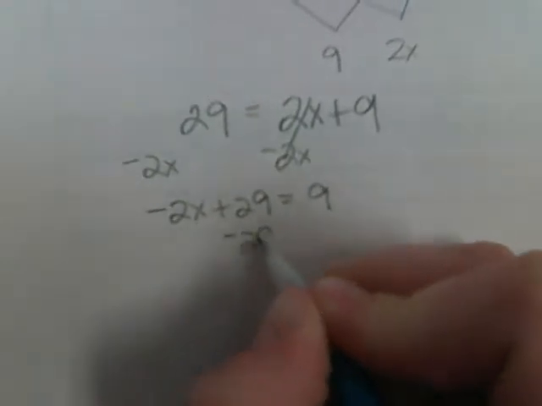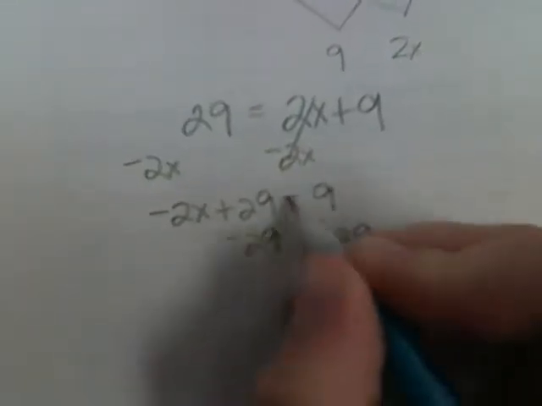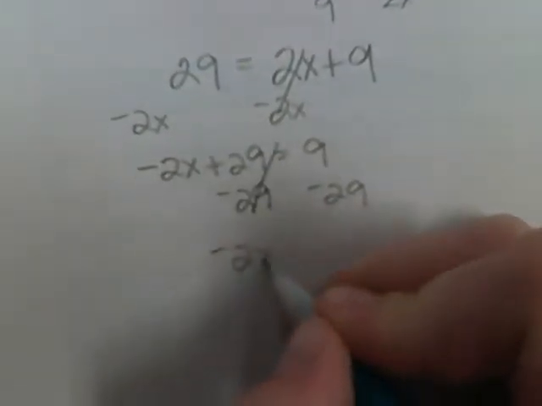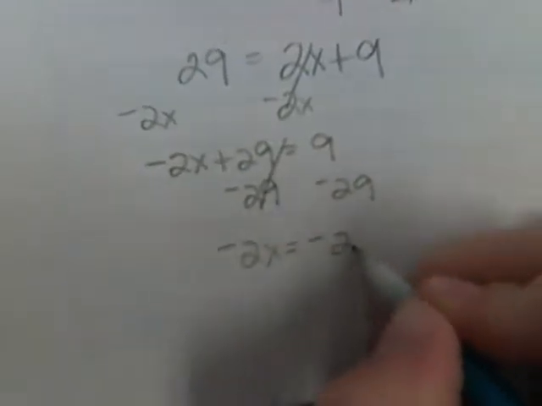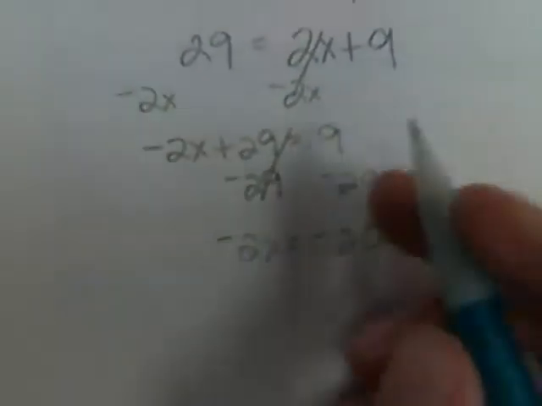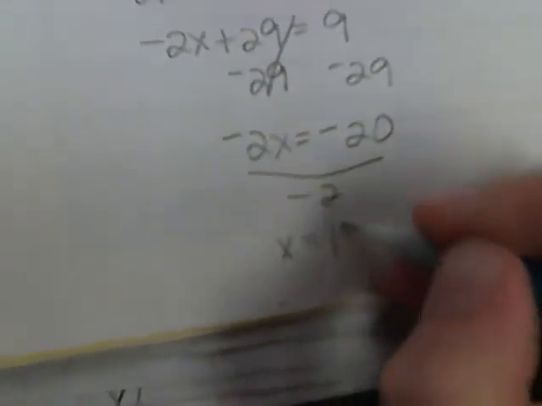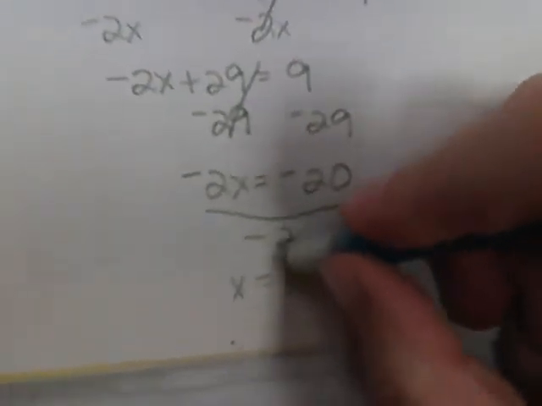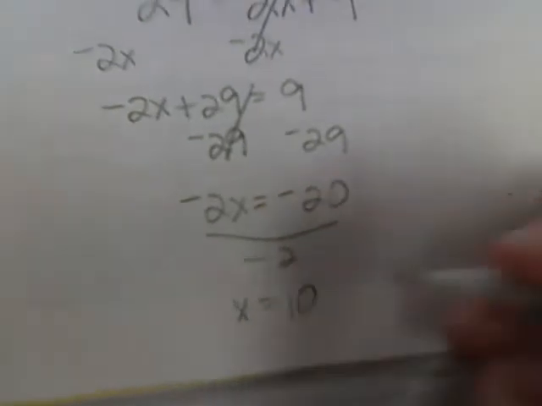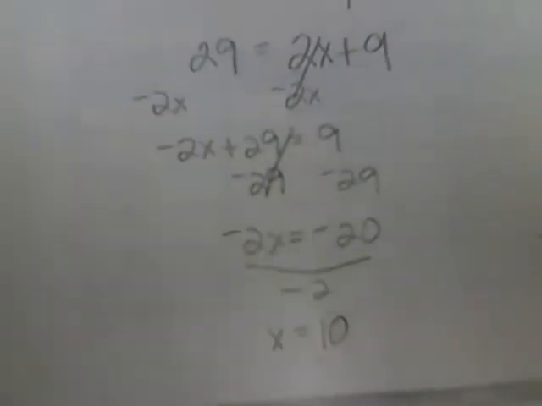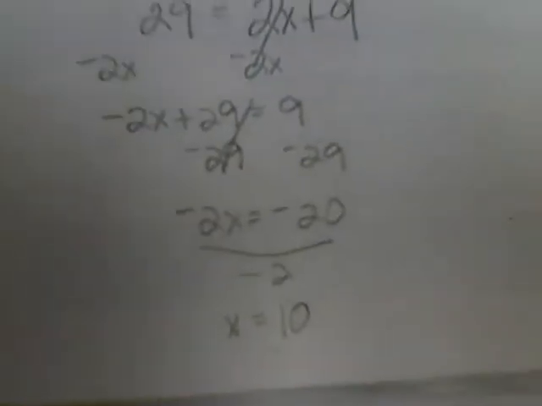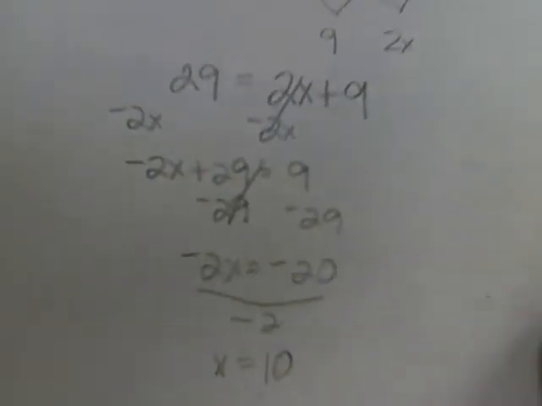My constants on the right. Get rid of your coefficient. X equals 10. Kind of a messy 0 there. Okay. So that's number 13. And again, we did that in the last section. Okay.